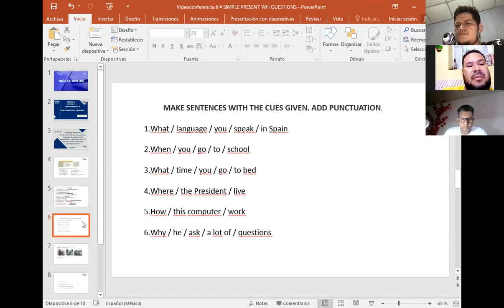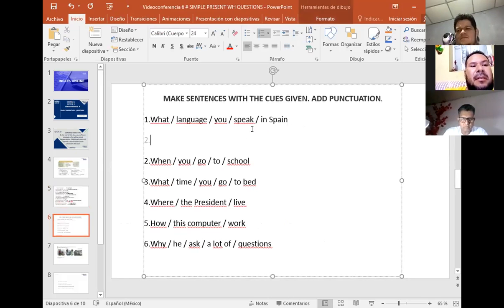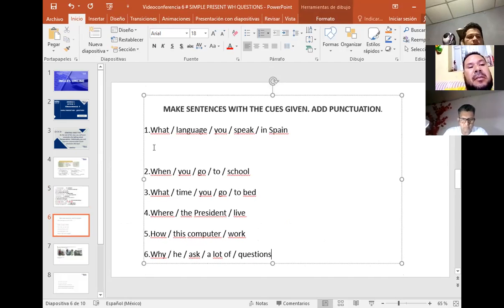Vamos con la siguiente, que sería make sentences with the clues given and add punctuation. ¿Cómo nos quedaría el primer ejemplo? Por si yo quisiera saber acá. What language do you speak in Spain? Ajá. Y ahí está, miren. Y el signo de interrogación, the question mark. What language do you speak in Spain?